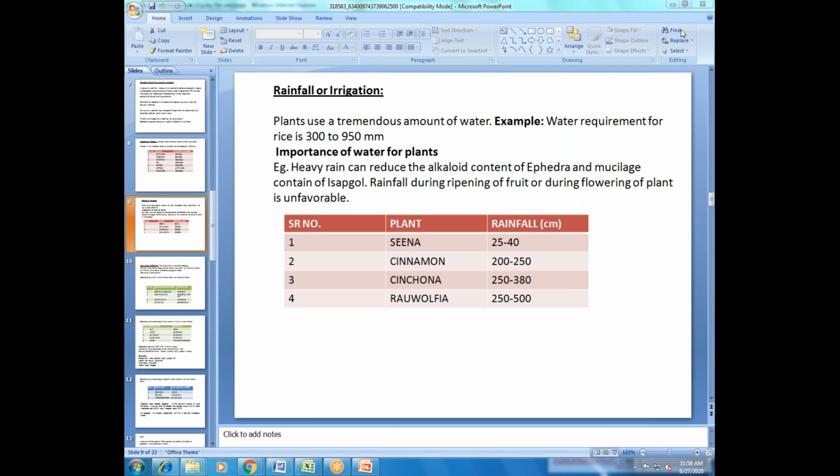So, rainfall we had seen last class, rainfall or irrigation. Plants use a tremendous amount of water. So, based on the amount of the water available in that area, you can plan the cultivation. Like if it is a rain-fed area, meaning you are dependent on the rain, then you have to go with only the plants which require less amount of water. Paddy needs more water, then you have to go with sugarcane, paddy, all this.